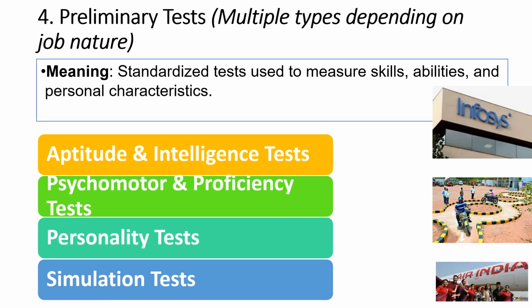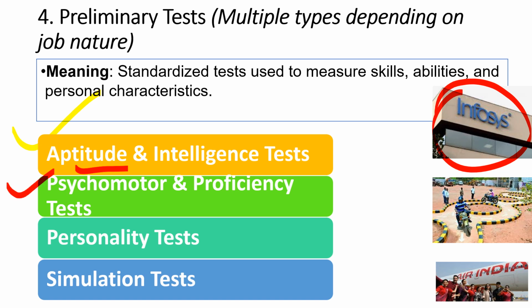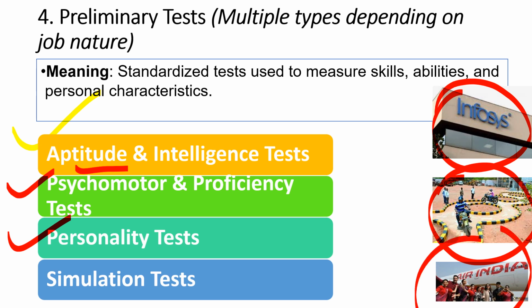After conducting the preliminary interviews, employment tests are also conducted based on the nature of the job. Let's begin with the aptitude and intelligence test. For example, Infosys conducts online aptitude and reasoning tests for software engineering applicants. Then there are psychomotor and proficiency tests, for example, a typing test for data entry operators or a driving test for delivery drivers. Then the third one is the personality test. Air India cabin crew applicants may take a personality assessment.